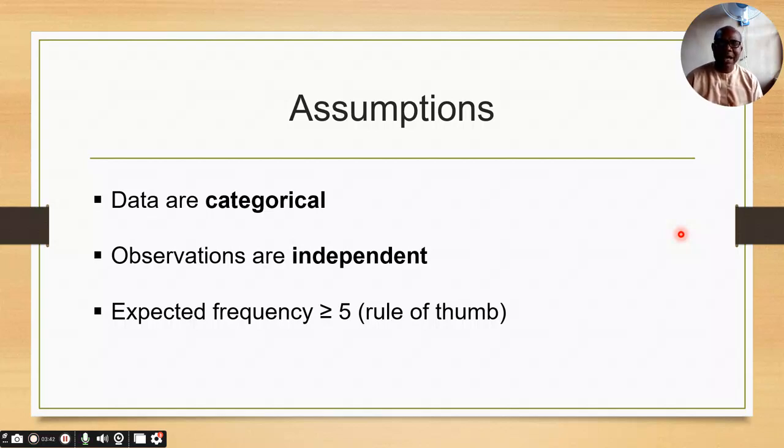Now, the next assumption is that our observations must be independent, and thus, expected frequency must be greater than or equal to 5. And that is the rule of thumb that is very important in chi-square statistics.